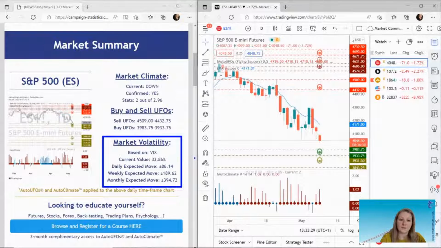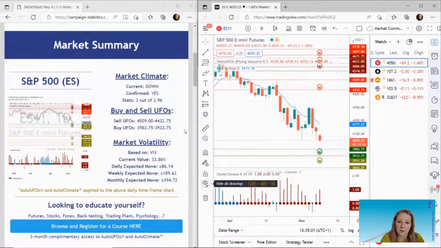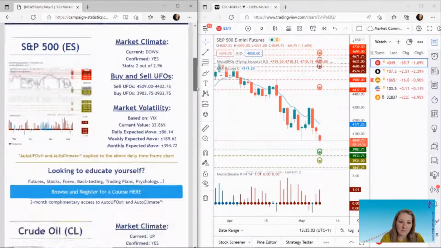33.86%. So that means in 1 day, 86.14 points, in 1 week, 189.62 points, and in 1 month, 394.72 points, either up or down. That's the movement we'd expect on this market. So that's the S&P 500.